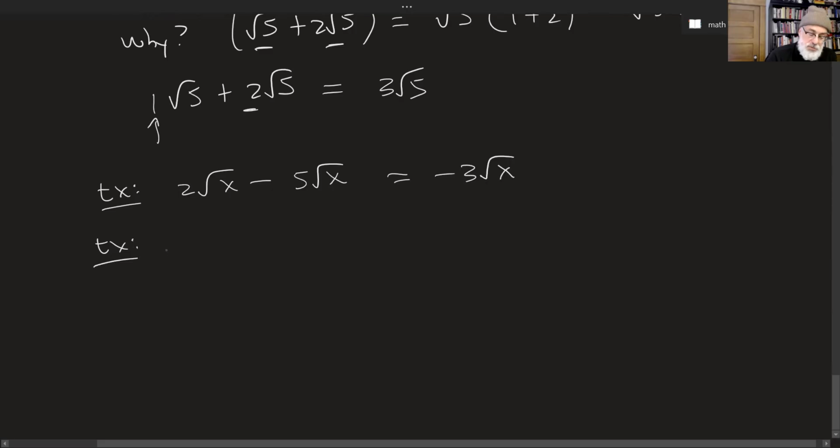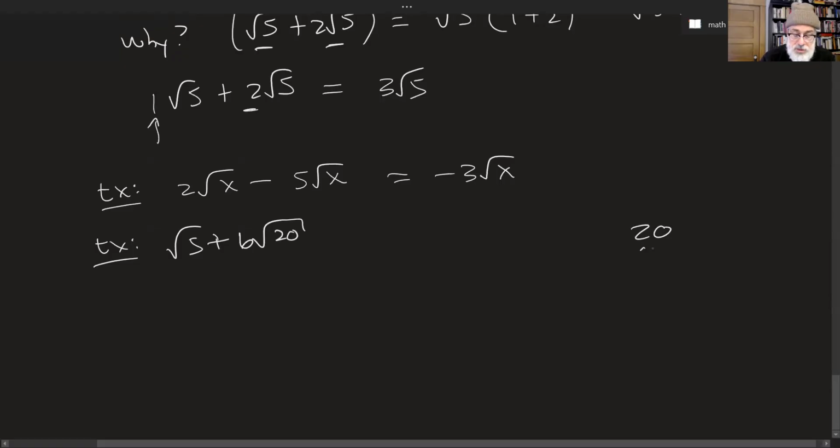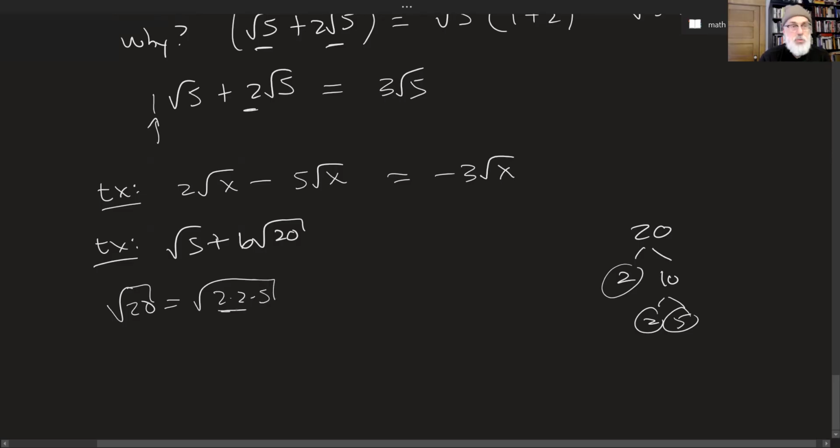Another example, the square root of 5 plus 6 times the square root of 20. Now notice that square root of 5 and square root of 20 aren't the same. Or are they? Well, let's see if we can reduce 20. Now 20 is 2 times 10, which is 2 times 5. So the prime factorization of 20, I can write it as 2 times 2 times 5. The square root says I need a pair that multiply. So that means I can write this as 2 square root of 5.